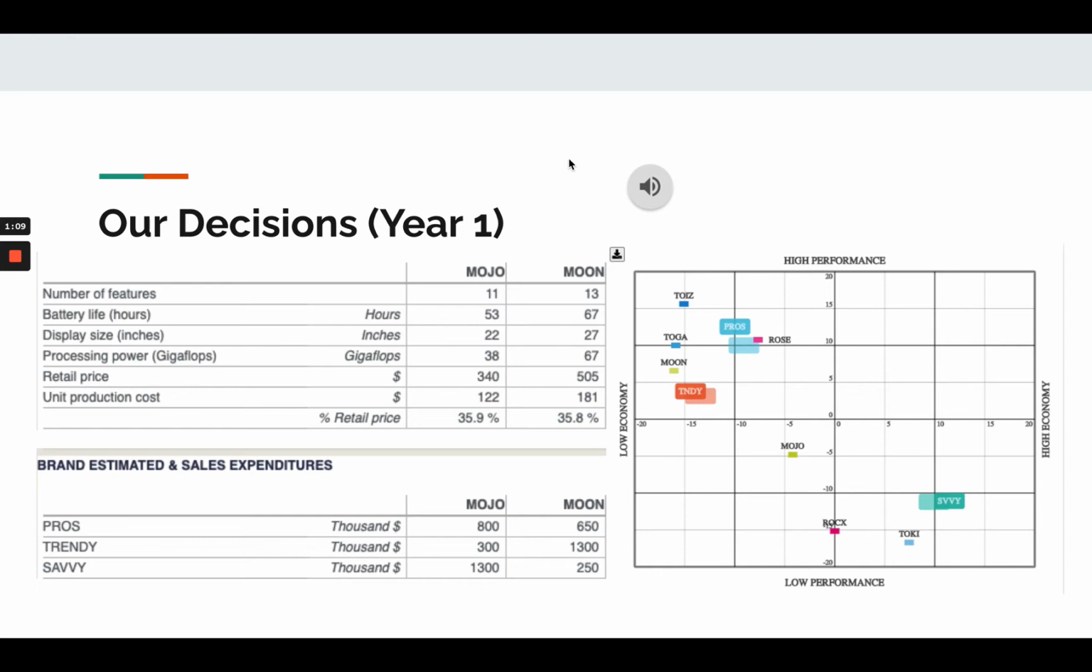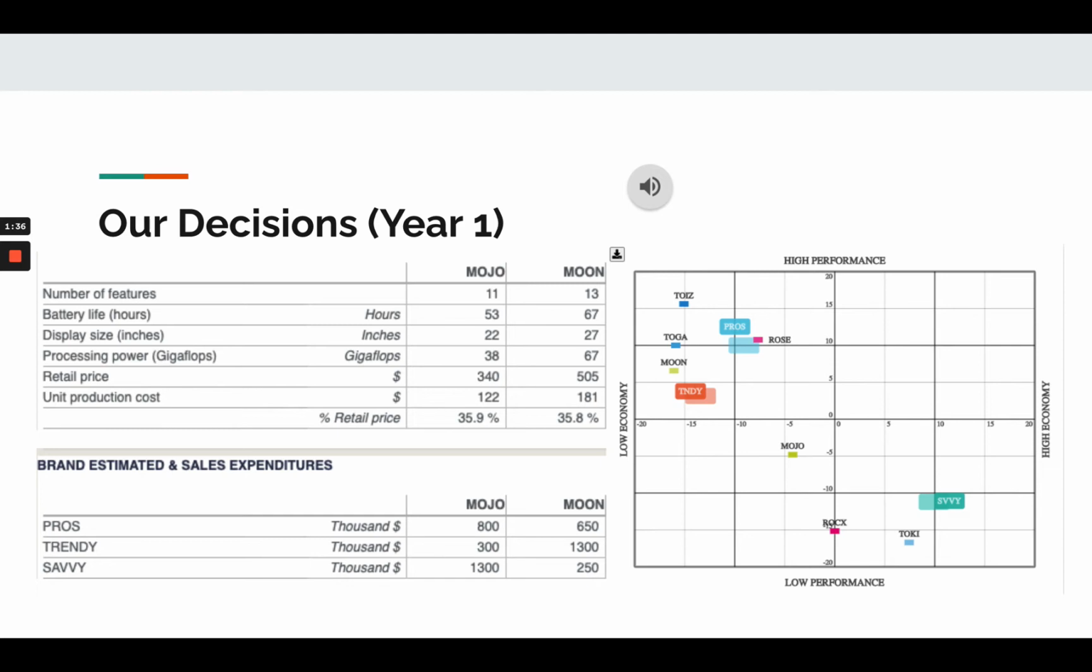For the first year, we identified Moon and Mojo on the perceptual map. We tried to position Moon in the trendy market segment and Mojo in the savvy market. In the beginning, we didn't make any changes to the product's performance or convenience features of Moon since it was close to the trendy market, and we decided to change the retail price of Moon since we could see the market segment of trendy heading into a lower economy section.